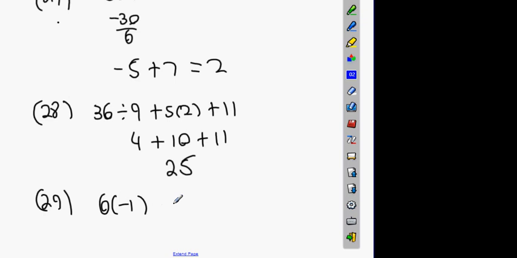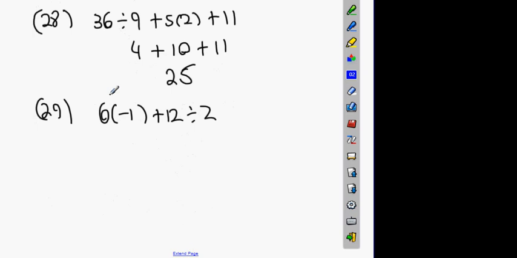Number 29, okay, Noah. 6 times minus 1 plus 12 divided by 2. Try it out. 6 multiplied by minus 1? Minus 6. 12 divided by 2? 6. Minus 6 plus 6? 0. If you have 6 euro and you owe 6, 0. Exactly. 0.